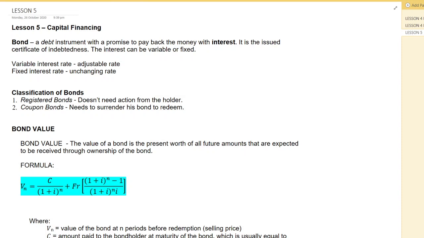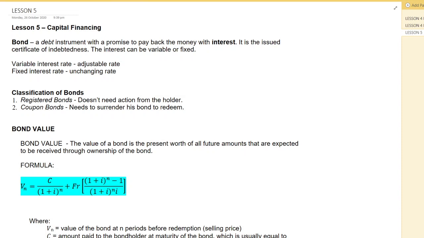So we have here two classifications also of bonds. So we have here the registered bonds and the coupon bonds. So for the registered bonds, this doesn't need action from the holder, that is the owner. Okay, and then for the coupon bonds, that needs to surrender his bond to be redeemed. Coupon bonds, referred to as bearer bond also, or bond coupon, is a debt obligation with coupons attached that represent semi-annual interest payments.